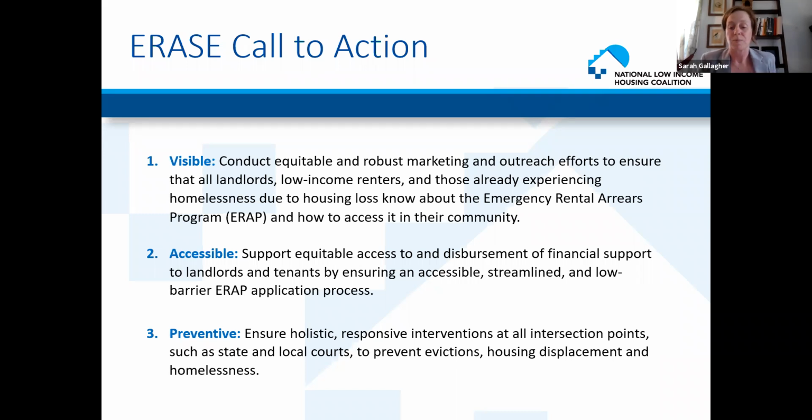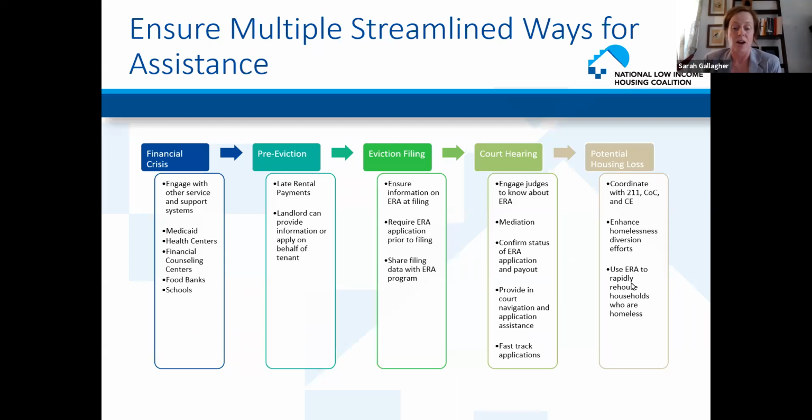Programs must ensure holistic, responsive interventions at all intersection points. They should be engaging state and local courts to prevent evictions and housing displacement, and also integrating tenant protections into a well-rounded eviction diversion prevention strategy. To support these 3 areas of our framework, NLIHC has developed a series of checklists designed to make a quick assessment of emergency rental assistance programs, to help lay out attributes for program models, and to offer strategies for implementation, partnership development, and course correction if needed. We'll put a link to those checklists in the chat, and we'll be talking a little bit more about them later on in this call.